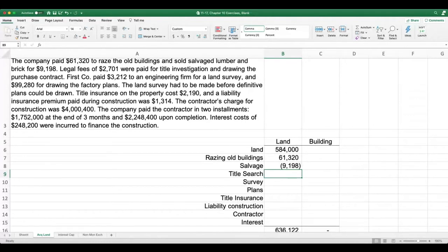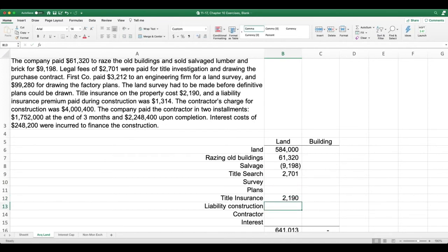So we're going to put the cost for the title search, we'll start with that, was $2,701. Oh wait, we'll put in title insurance while we're at it. So the title insurance on the property was $2,190. There we go. Okay. Now we have surveys and plans.